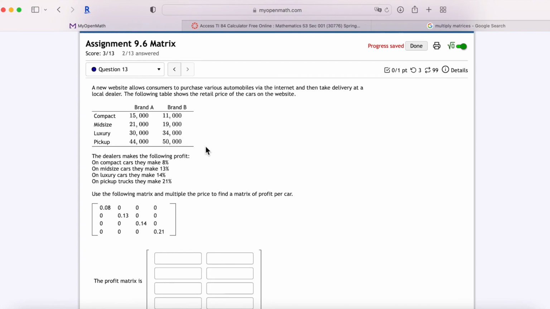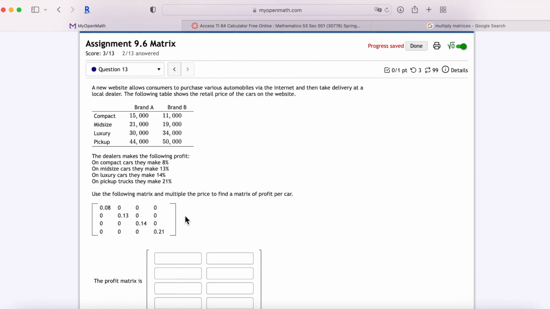In this question, they gave me the price of the car based on the brand and the type of the car. So I have 2 different brands and 4 different types. And they also gave me the profit that the dealer makes on each type of the car. So on compact, they make 8%. On mid-size, they make 13%. On luxury, they make 14%. And on pickup truck, they make 21%. And they put that into a matrix.